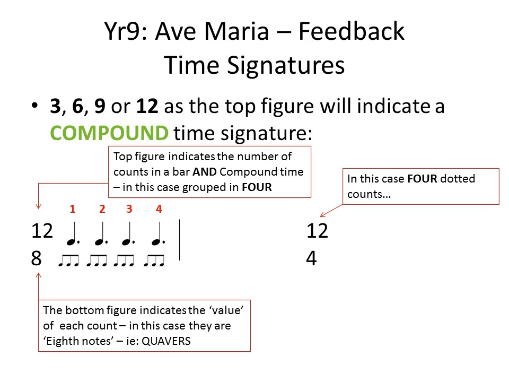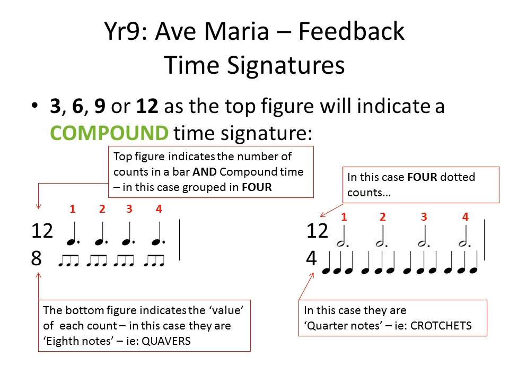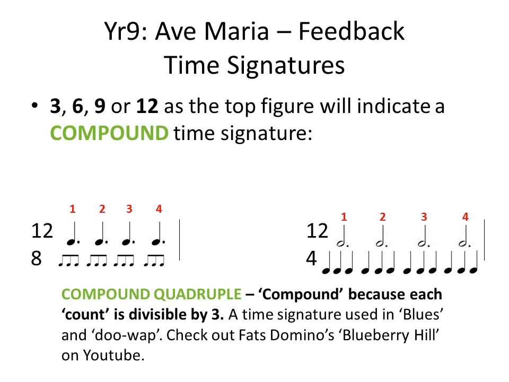Similarly, 12/4, in this case 4 dotted counts and quarter notes at the bottom indicating crotchets. Therefore the 12 crotchets are grouped in 3s, a dotted minim being the count: 1, 2, 3, 4. Compound quadruple, compound because each count is divisible by 3, but quadruple because of the 4 dotted counts in the bar. A time signature used in blues and doo-wop. Check out Fats Domino's Blueberry Hill on YouTube.